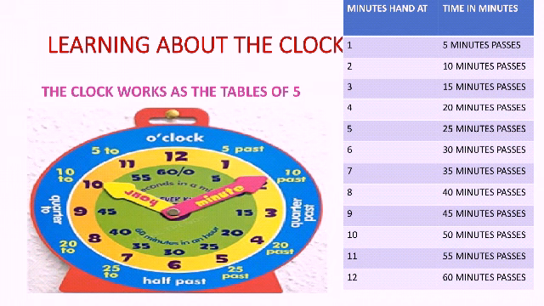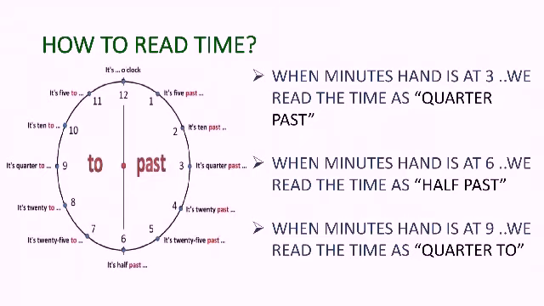So when the minute hand starts from 12 and again reaches 12, how many minutes pass? 60 minutes pass. So when the minute hand is at 8, how many minutes would it be? 5 8s are 40 minutes. So whichever number the minute hand is at, multiply that number with 5 and you will get the minutes. Now the hour hand. The number to which the hour hand points is that hour of the day.